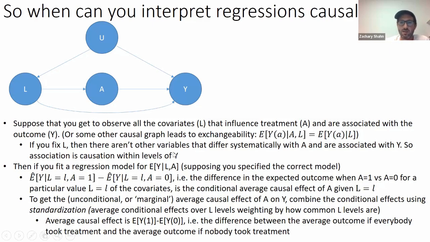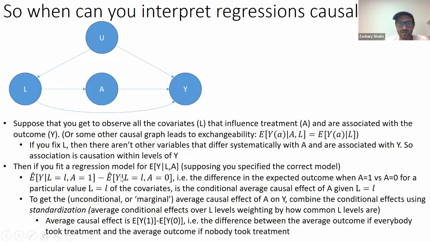So let's say exchangeability holds either because this causal graph up here describes the data generating process or for some other reason. But the key thing is that within levels of L, the A equal 1 and A equal 0 people don't differ systematically in ways that are associated with the outcome. Exchangeability holds, you can make causal comparisons. It means the difference of the expected value of Y, setting L to a certain value and A equals 1, minus setting L to the same value but A equals 0, is the causal effect of A in the group where the covariate takes that value little l.